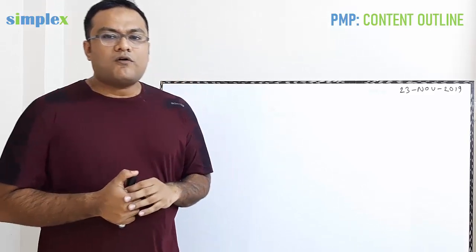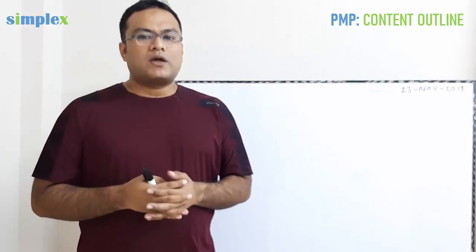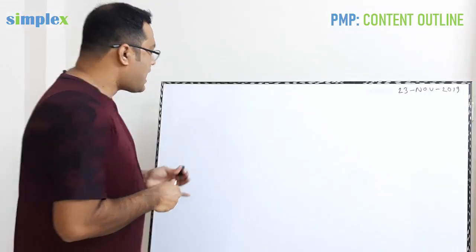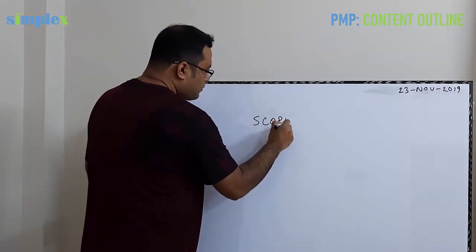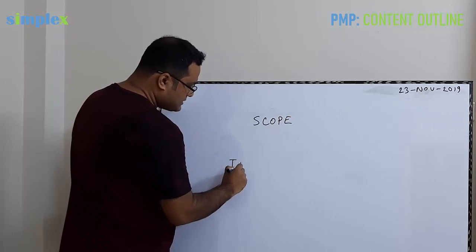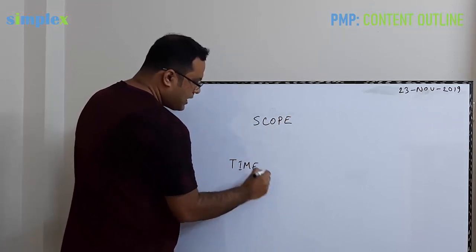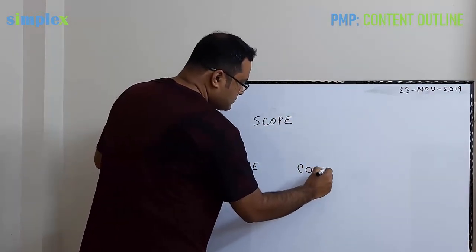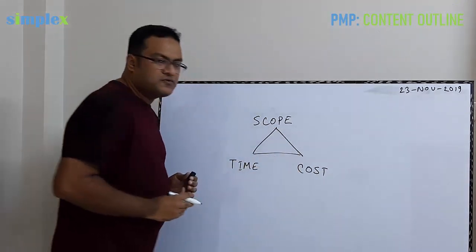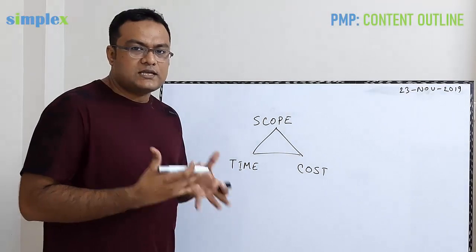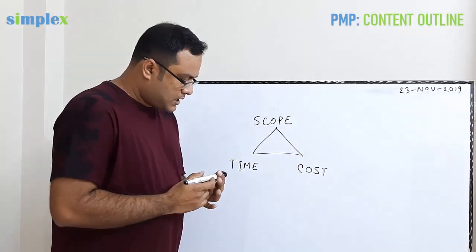So to start off, we all know if we are working on a project, we definitely have to manage a given scope within a given timeline and within a certain cost. So traditionally this has been the iron triangle: the scope, cost and the time of a project.